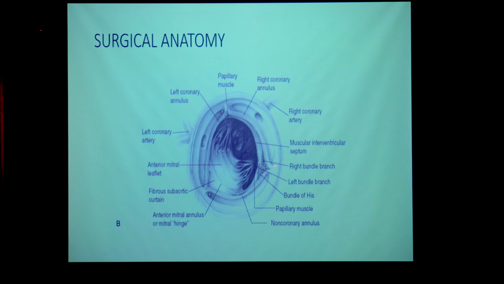The most important thing is this anterior mitral leaflet, which you are more prone to injure when you are doing non-coronary cusp decalcification. And usually when you see the valve, it doesn't look as clean as this, but you have to strive to make it clean like this.